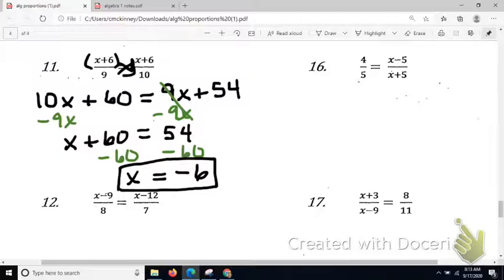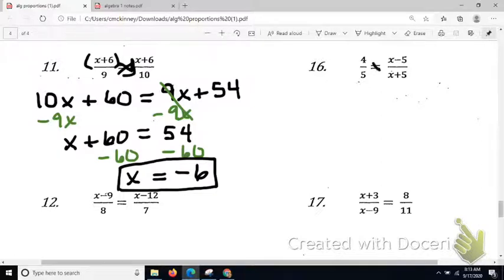If I plug it in, negative 6 plus 6 is 0. On the other side, negative 6 plus 6 is 0. 0 divided by 9 and 0 divided by 10, they're both 0, so it's okay. It works. It's true.